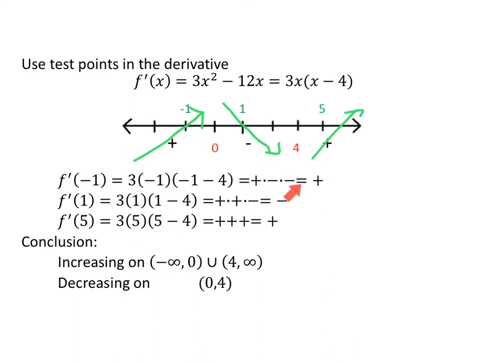Evaluate the numbers, or just look at the signs and ignore the numbers altogether. It doesn't matter, positive or negative, as long as you have the sign, the value doesn't matter. So we can conclude that we're increasing from negative infinity to 0, then decreasing from 0 to 4, and then from 4 to infinity we're increasing again. Remember, these are all x values telling us what's happening with y. Y is increasing, y is decreasing, but x values tell us where it's happening.